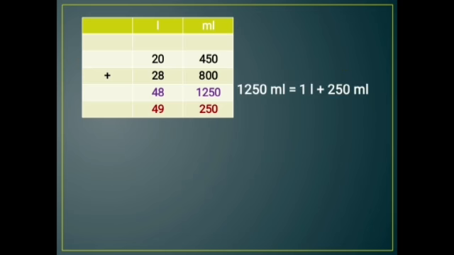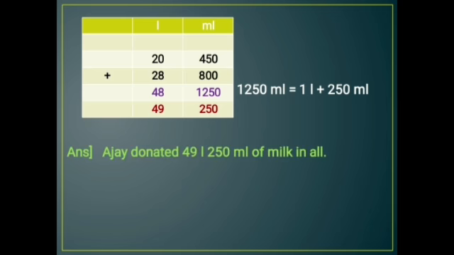So here we have done the addition. We get the answer: 450 plus 800 gives us 1250, and 20 plus 28 gives us 48. So 1250 ml is equal to 1 liter plus 250 ml. So that 1 liter we will add to 48. We get the answer here as 49, and that 250 ml will come as it is. So Ajay donated 49 liter 250 ml of milk in all.